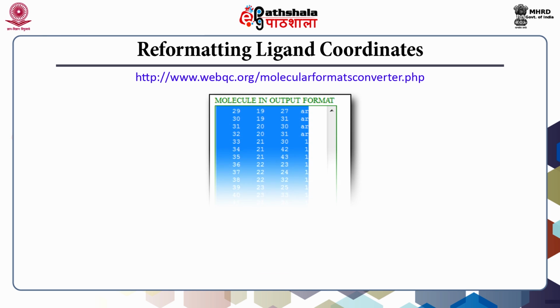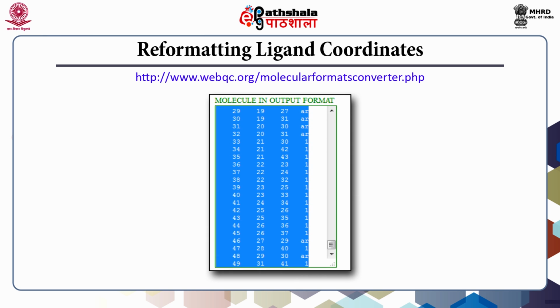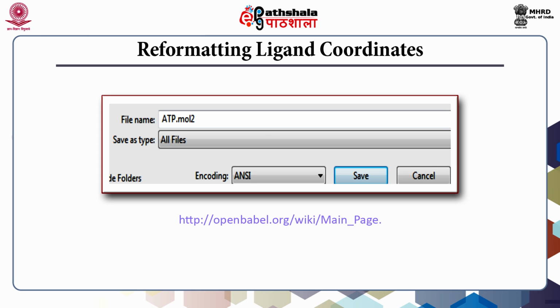This will present the coordinates in mol2 format in a text box named molecule in output format. Click anywhere in the output format box and copy contents onto clipboard. Paste the contents in Notepad and save with file name atp.mol2 and save as type all files chosen. Alternatively, for interconverting formats, Babel is another option available at the shown address in the slide.